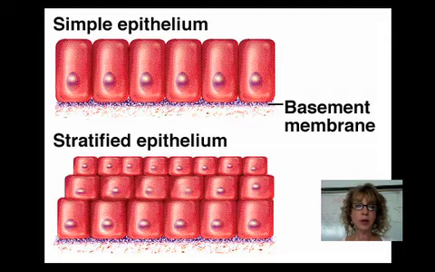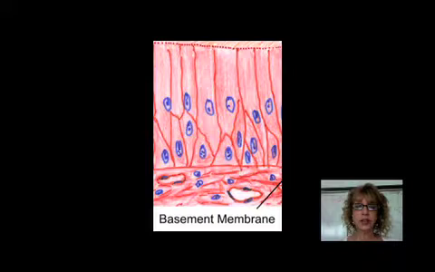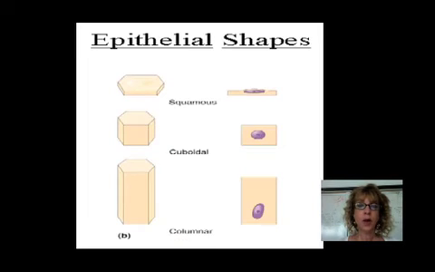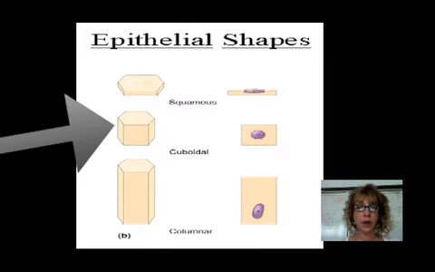We look at simple epithelial. This is a single layer of cells. If we look at stratified epithelium, this is multiple tiers of cells. And finally, there's pseudostratified, which is really a single layer of epithelial cells that appear to be layered because they vary in length. We also identify epithelial tissue by the shape of the cells at the free surface, at the exposed surface opposite the basement membrane.